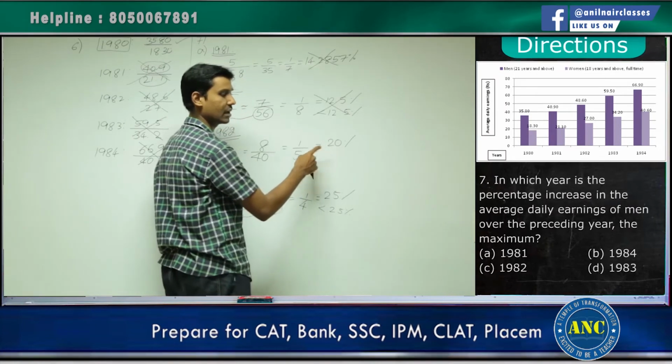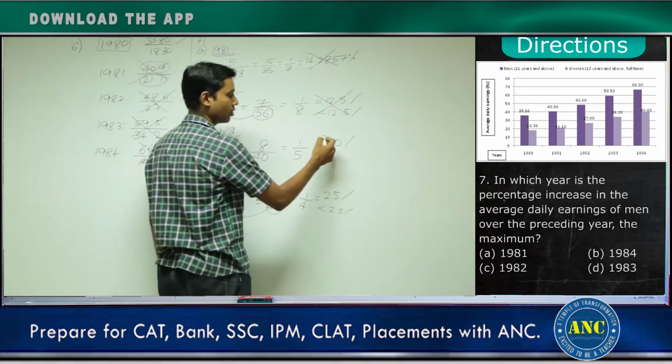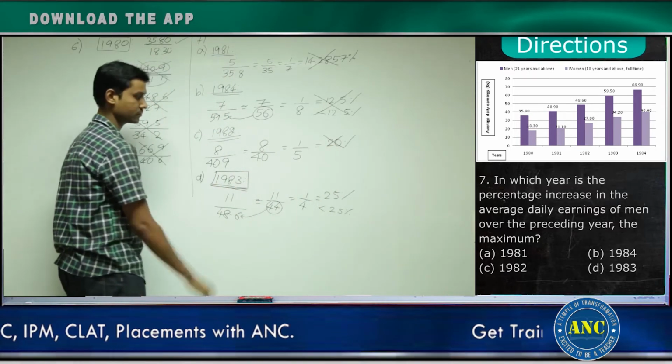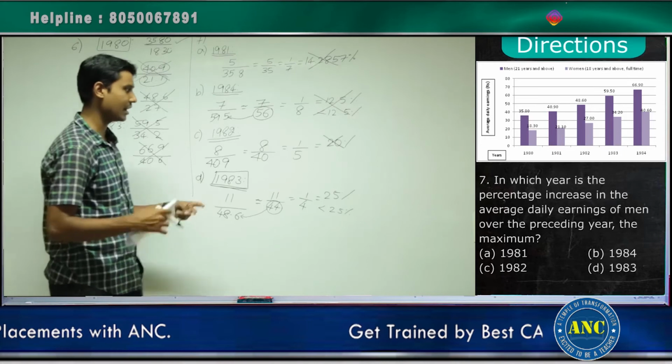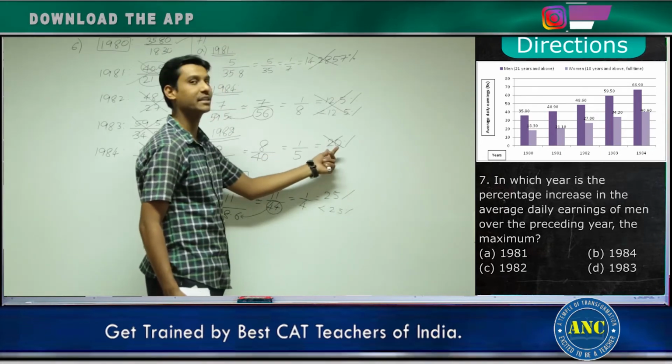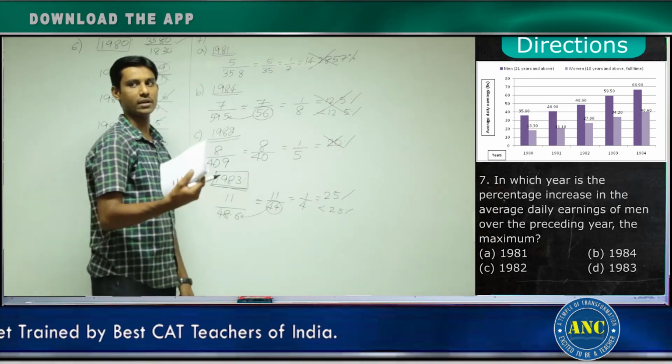This is 20%. They are asking for the maximum value. Now this is ruled out. The answer for this question is 1980. Clear with the approach? If you still have a doubt whether it is exceeding or less than 20% and this will become the maximum, you try it out in your normal approach.